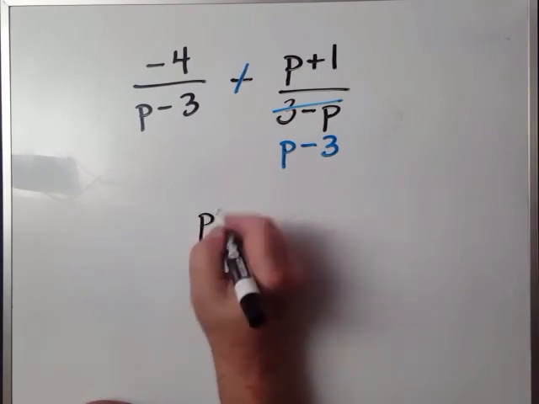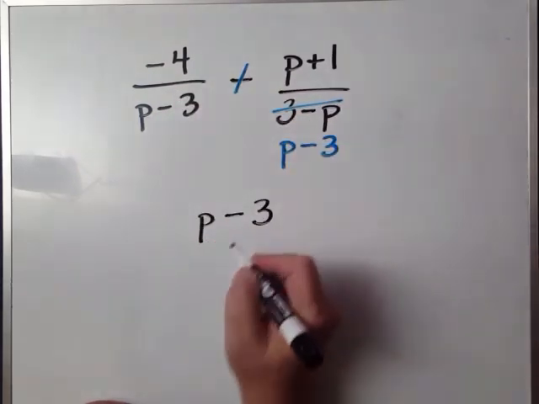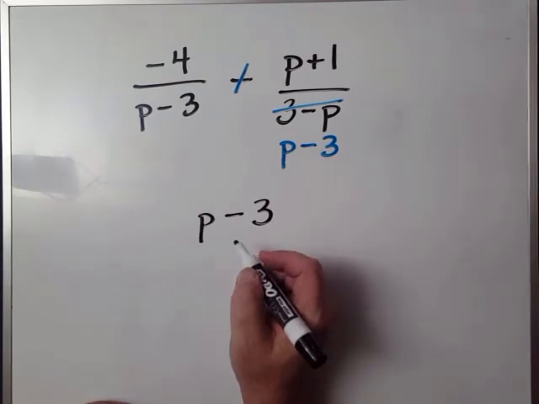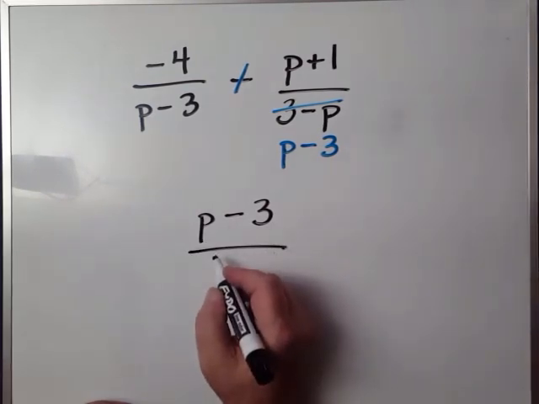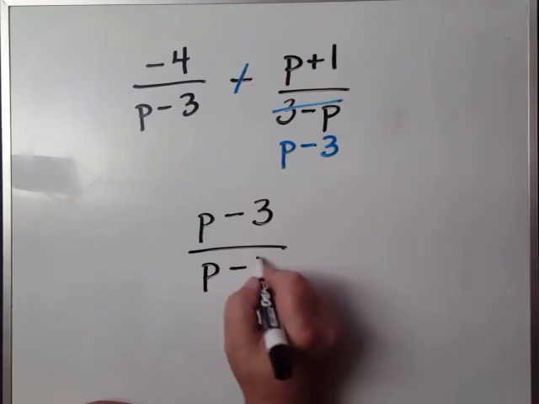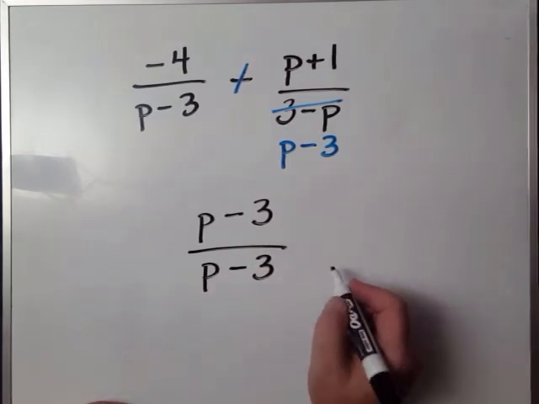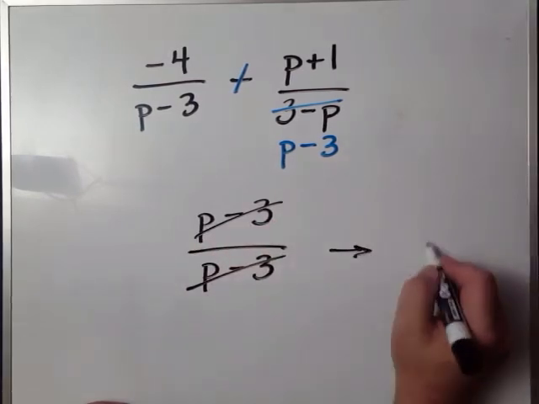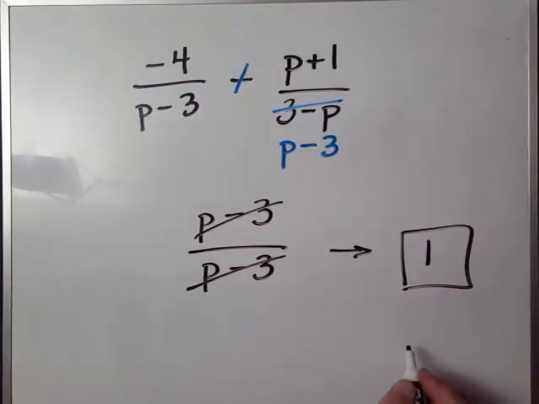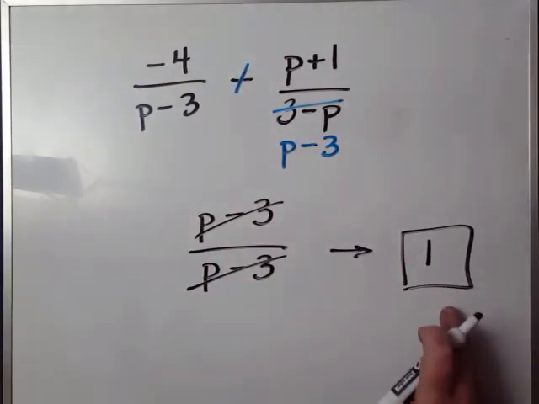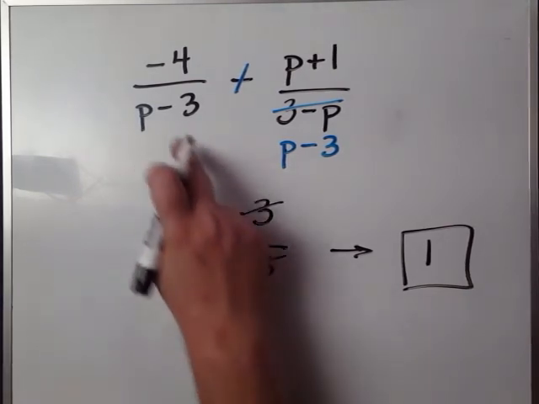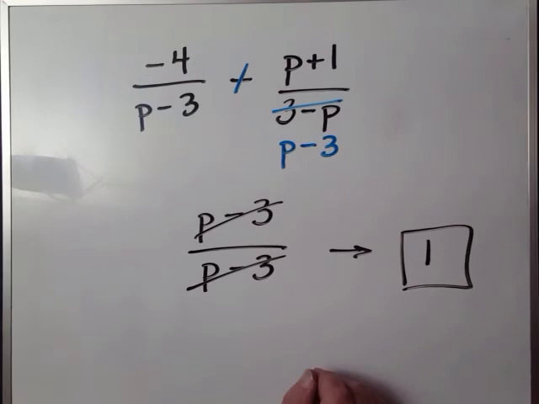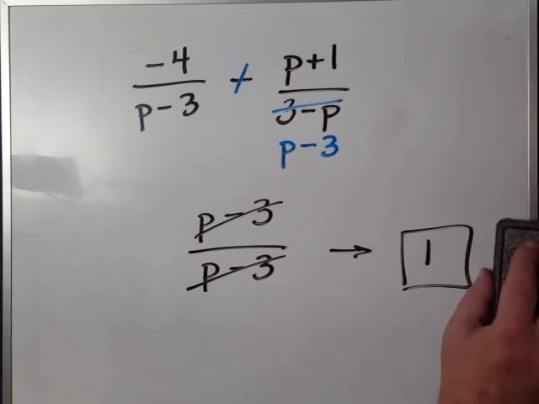Combining like terms, we have p and minus 3. This is over p minus 3, which simplifies to just 1. We would get the same final answer, a little bit different middle step, if we had chosen instead to work on that first denominator and change it to a 3 minus p. And you can try that one. You can try that on your own. Number 62.